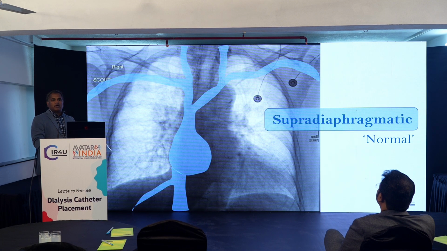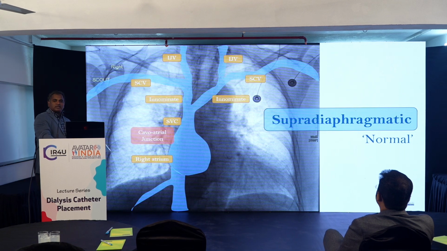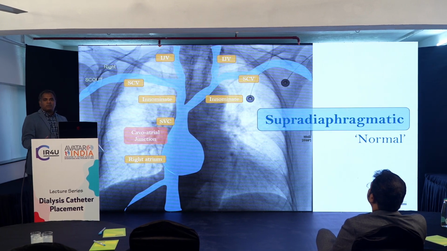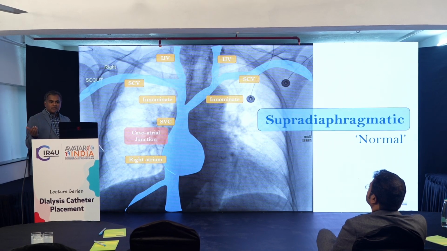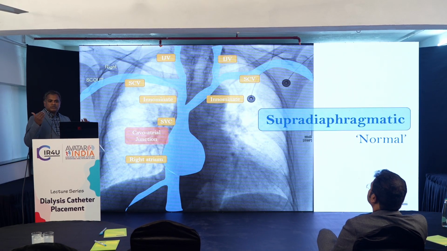You can divide the body into supradiaphragmatic, which is above the diaphragm, and infradiaphragmatic, which is below the diaphragm. If you closely look, the anatomy in a normal person with no variants: you'll have veins in both the arms and in the neck, jugular veins and the subclavian vein. These two join together to form the innominate vein. The innominate veins join together to form the superior vena cava, and it drains into the right atrium. This is the normal anatomy in the majority of the people that we come across.